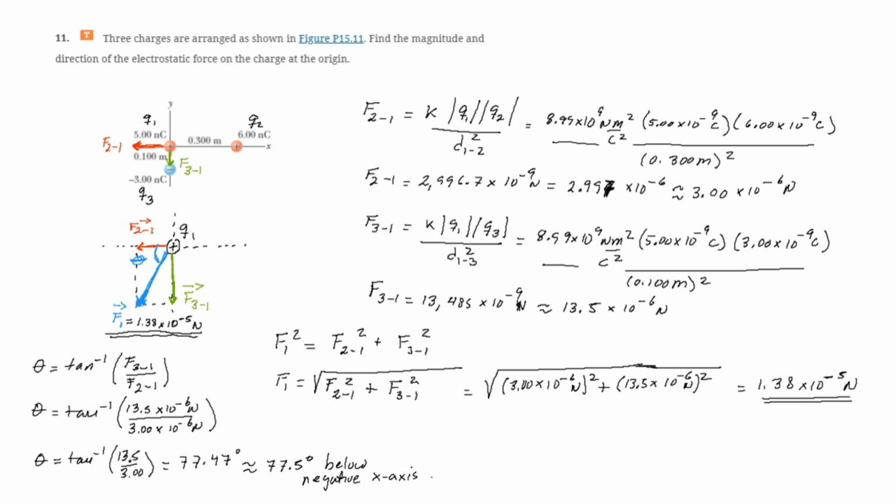So this is a problem about the interaction between three electric charges, and we can calculate the electrostatic force, the force on one of the charges due to the action of the other two. We can calculate not only the magnitude of that force, but we can also calculate the angle or the direction of the force, of course.